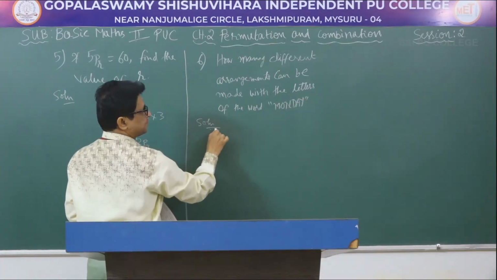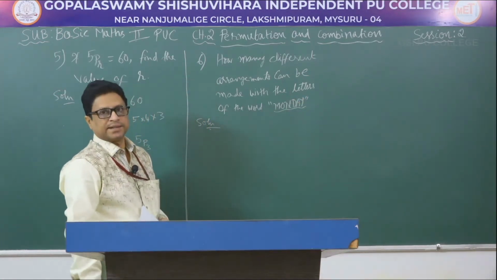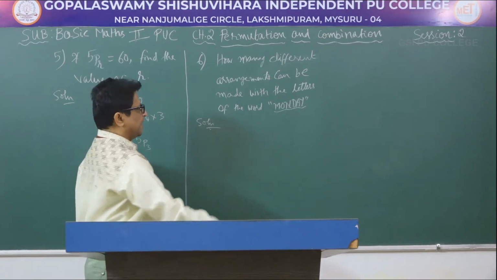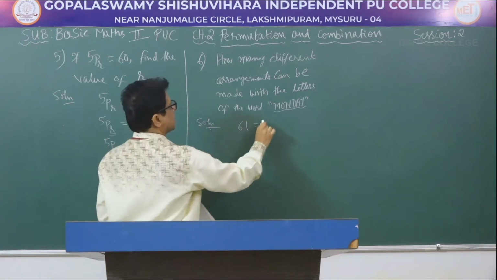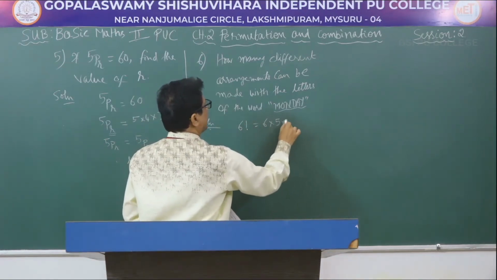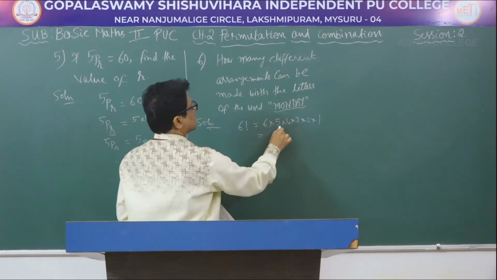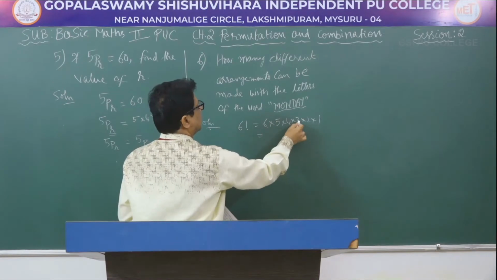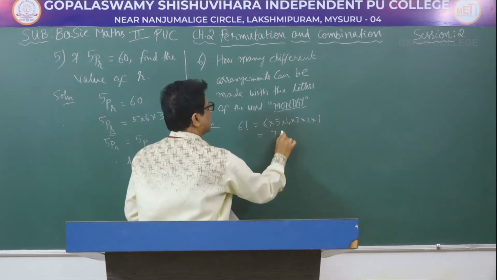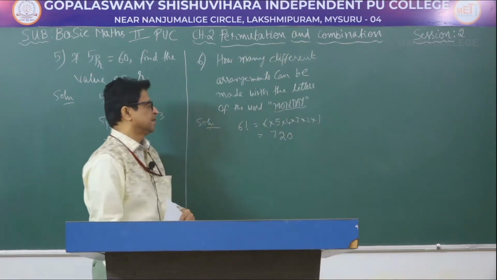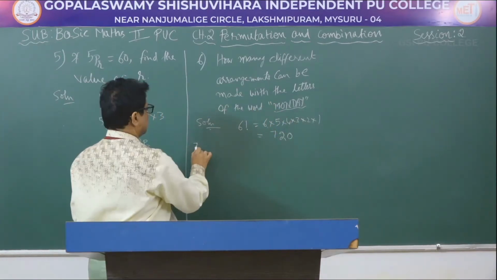Solution. See, Monday has 6 letters. Therefore, we can make 6 factorial arrangements, that is equal to 6 into 5 into 4 into 3 into 2 into 1. That is, 6 5s are 30, 30 into 4 is 120, 120 into 3 is 360, 360 into 2 is 720. So, in 720 ways we can arrange the letters of the word Monday. Next problem.